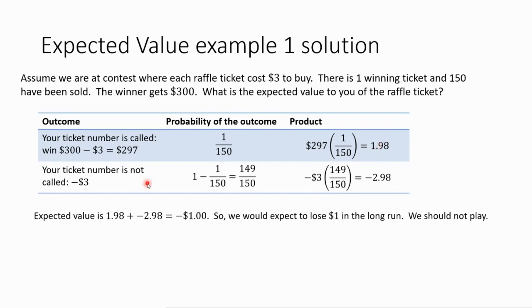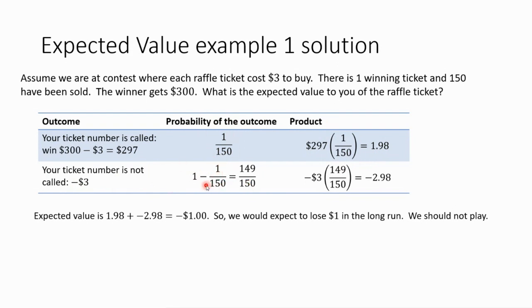Okay, but what's the other outcome? You don't win. Your ticket is not the winning ticket. Well, in that case, you paid $3 for the ticket, so you're not getting the $3 back. So you would lose $3. That's what the negative sign tells us. What's the probability of that occurring? Well, if you don't win, you lose, right? So it would be 1 minus 1 in 150, which is 149 in 150.